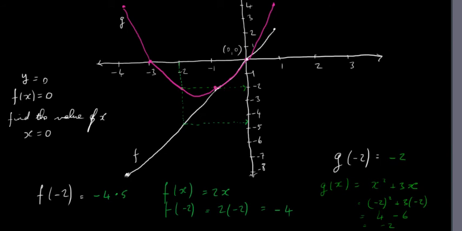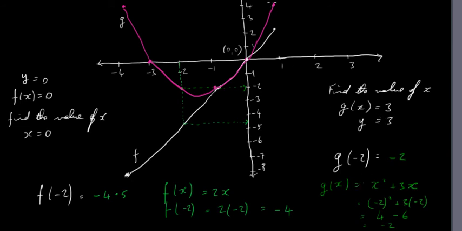Okay, so let's look at another one. Let's say find a value of x for which g of x is equal to 3. Okay, so g of x, now we're looking at the purple graph here. This is our g function here, and we want g of x to be 3, or y to be equal to 3 on this particular graph.